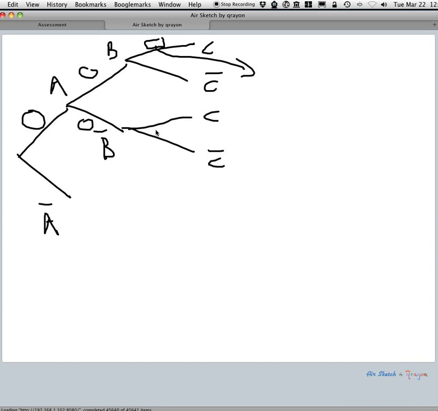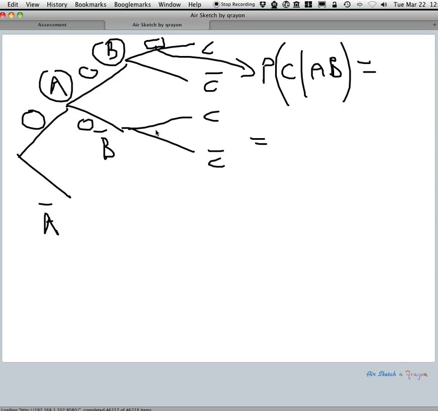So what's this probability? This probability is the probability of C given A and B. Okay, because we know that A and B already happened, and now we want to know what the probability of C is, conditional on A and B, that means A and B already happened. Well, again, in this case, we can write that this probability is the probability of A, B, C over the probability of A and B.